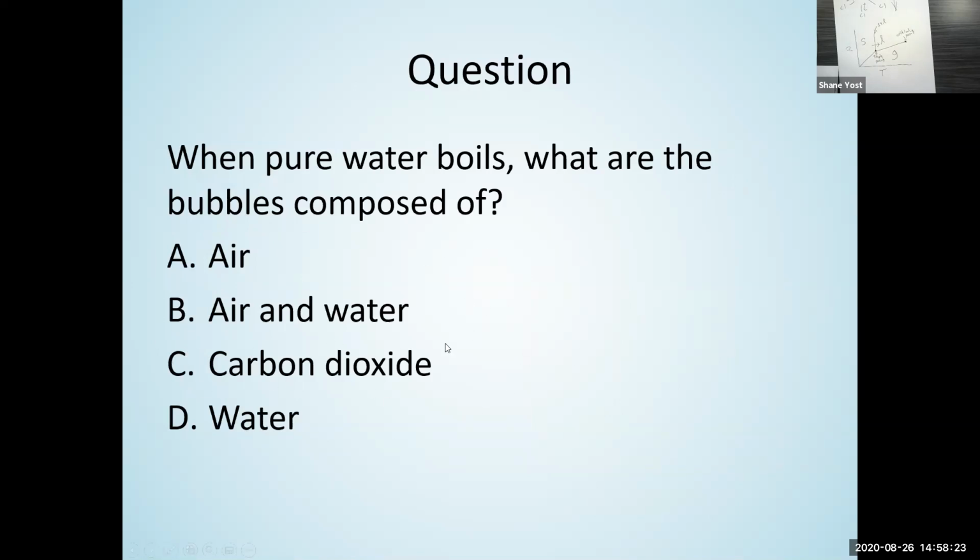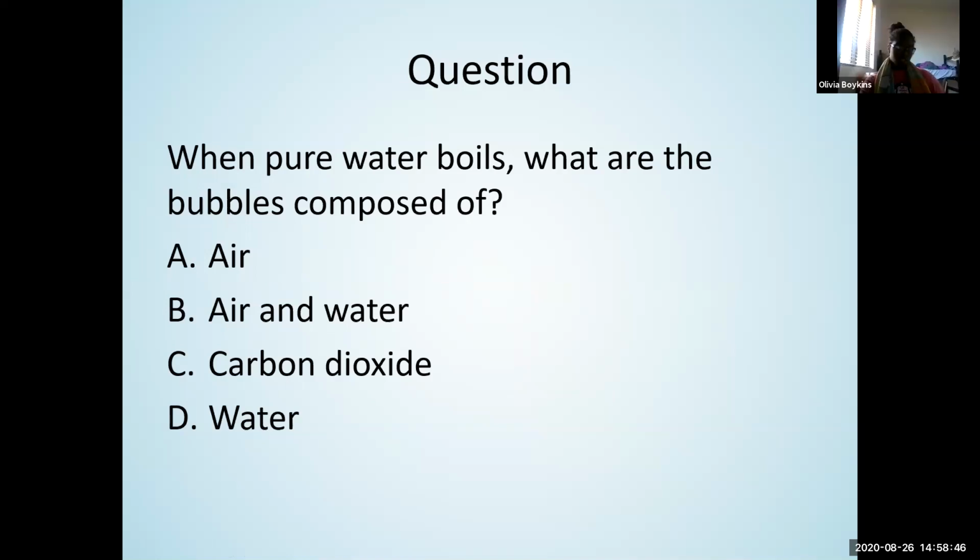And then a question here. You have a glass of pure water. You start boiling it. The bubbles that are forming in that water and reaching the surface are composed of what? Air and water, carbon dioxide, or just water? Isn't it water? Yep. So it's just going to be water here.